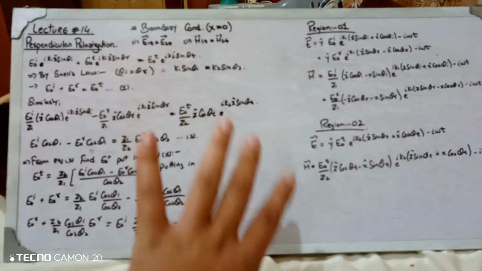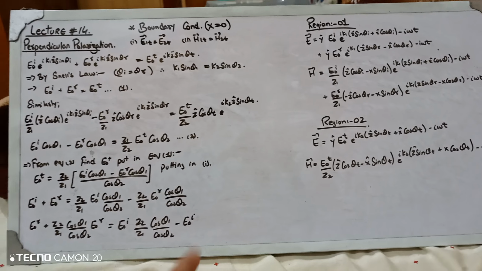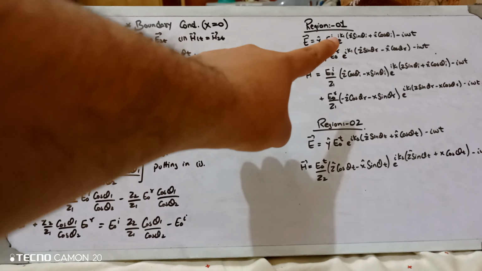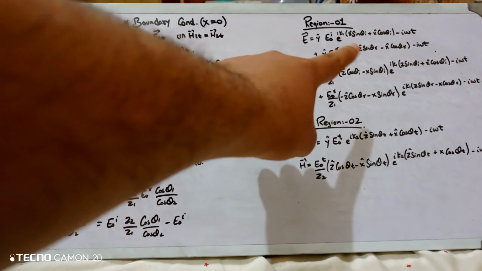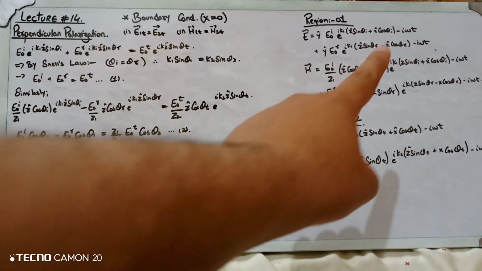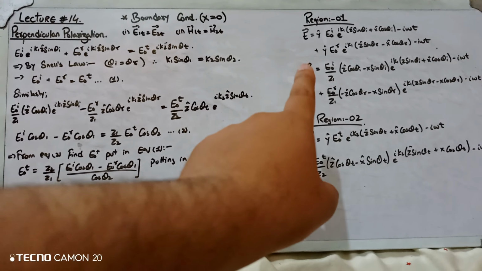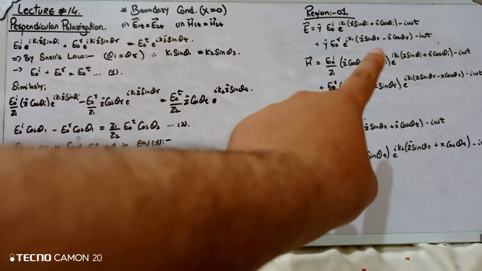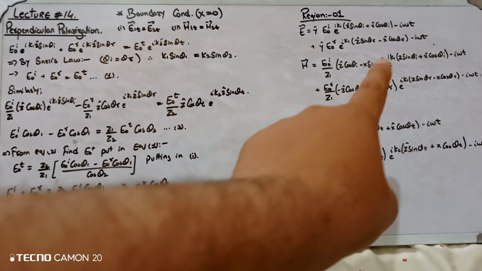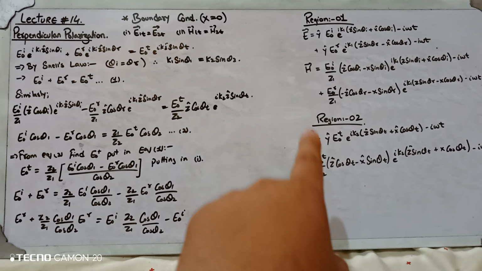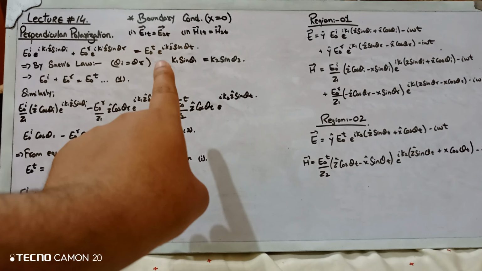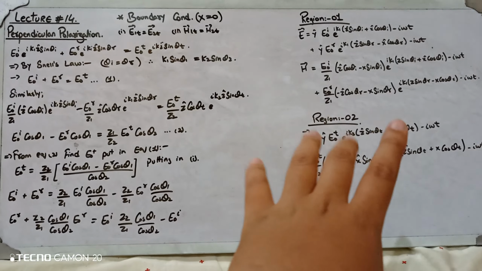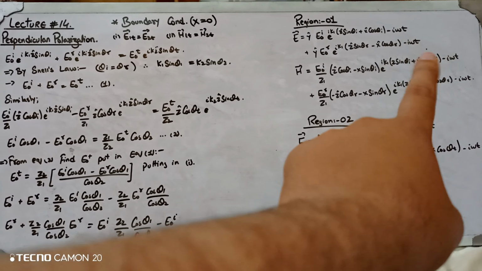Whenever there is x, you have to put 0. So you will only be left with E naught i and the exponential term e power iota k1 z sin theta i, because the terms with x become 0, plus E naught r e power iota k1 z sin theta r. The other term becomes 0 and this cancels, so it equals E naught t e power iota k2 z sin theta t, because the x term becomes 0 and e power minus iota omega t cancels by taking it common.